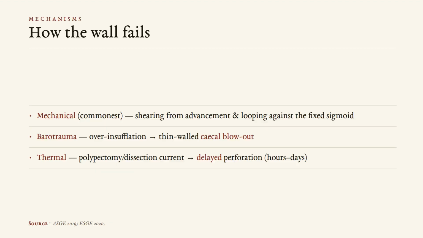Three mechanisms operate often together. Mechanical injury is the commonest, shearing from forceful advancement and loop formation, classically against the fixed sigmoid. Barotrauma from overinsufflation raises intraluminal pressure beyond what the wall tolerates and typically produces a thin-walled cecal blowout. And thermal injury from polypectomy or dissection current characteristically causes a delayed perforation, hours to days later.